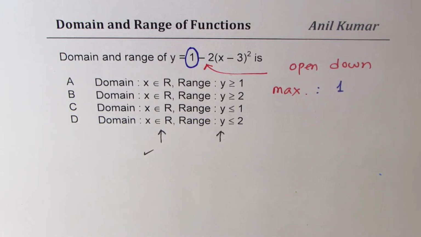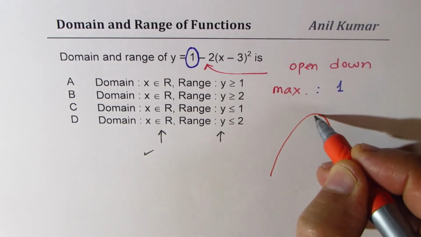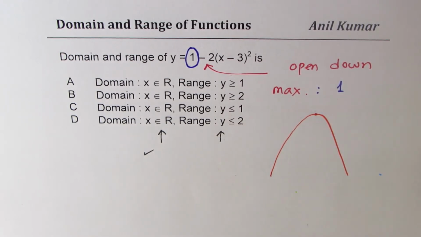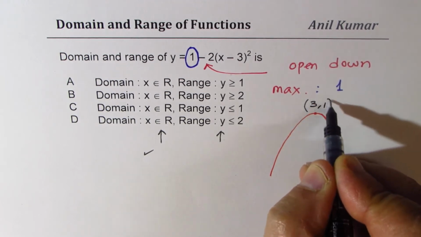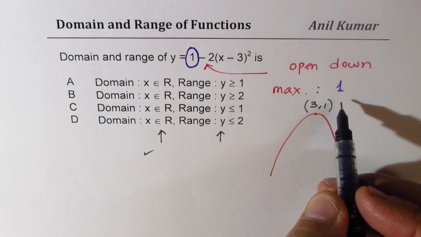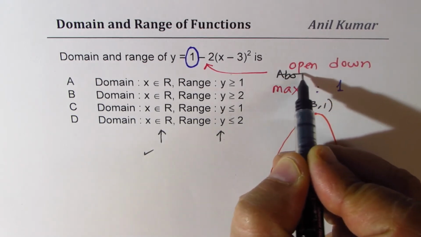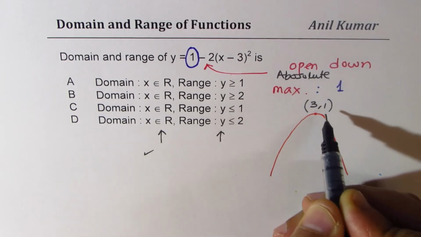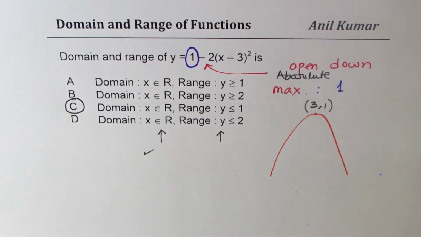And as it opens down, you could think of a parabola like this, whose vertex is going to be (3, 1). So clearly the absolute maximum, I should write, is 1. And therefore option C is the right option. So domain is x belongs to real numbers, and range is y less than or equal to 1. Clear?